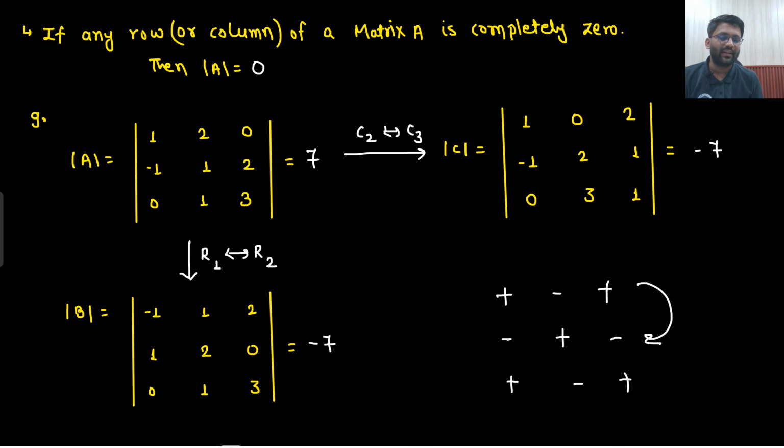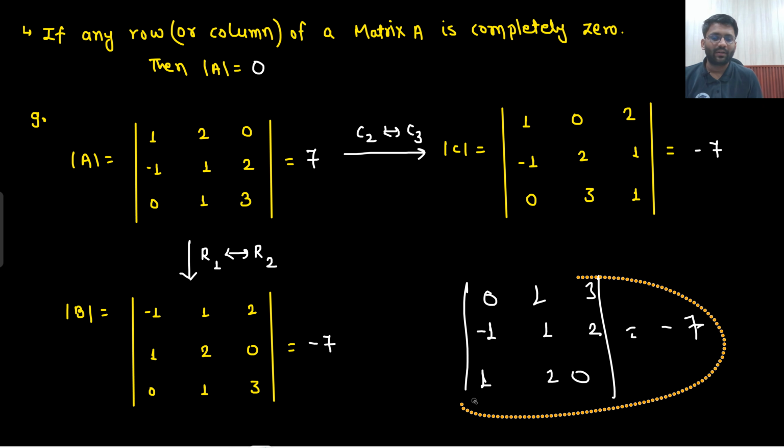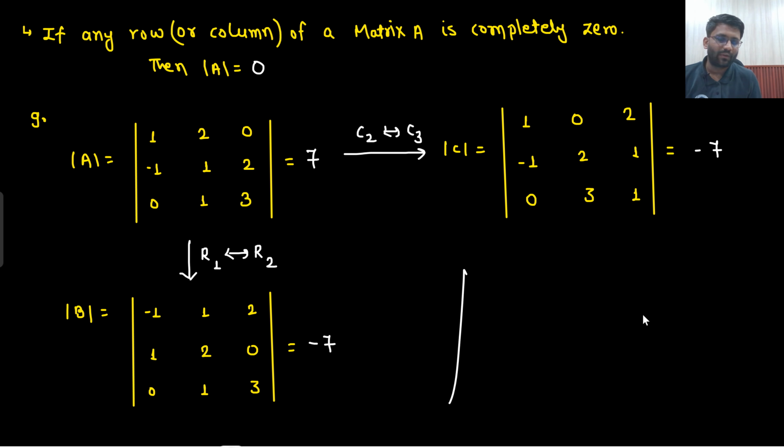Basically, if I interchange row 1 and row 3, what if this was the scenario? Row 2 is as it is, -1, 1, 2. But row 1 and row 3 are interchanged. So 0, 1, 3 goes here and 1, 2, 0 goes here. Then also the answer will come out to be -7. Or what I could have done? Let's take this example.